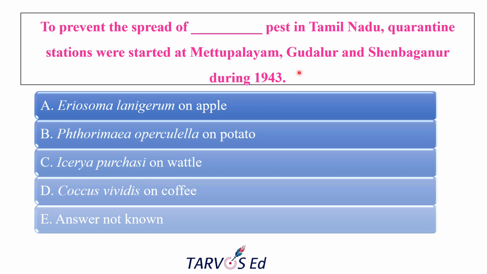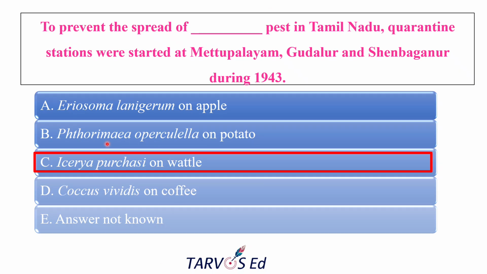Okay, that is what we have to find here, because this was a planned quarantine measure taken under the Destructive Insect and Pest Act 1918. The main goal of these stations was to prevent the pest from moving from one area to another. Okay. So the options given are Eriosoma lanigerum, that is woolly aphid on apple; Phthorimaea operculella, which is nothing but potato tuber moth on potato; Icerya purchasi, which is the cottony cushion scale on wattle; Coccus viridis on coffee, that is coffee scale. Okay, and finally, the answer is not known.